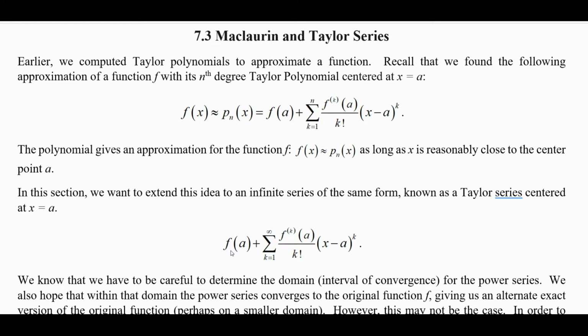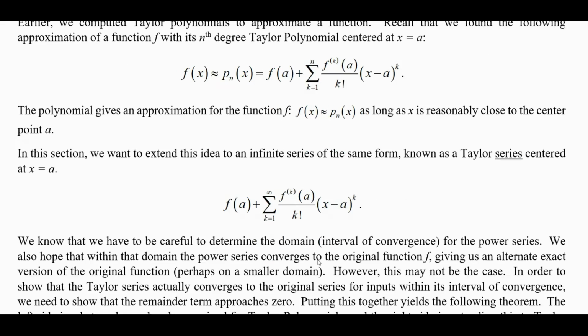So our Taylor series now is f of a plus the sum from k equals 1 to infinity of the kth derivative of f evaluated at a, divided by k factorial, times x minus a to the k. So this is an infinitely many terms Taylor polynomial. It's not a polynomial anymore, but a Taylor series, a power series.